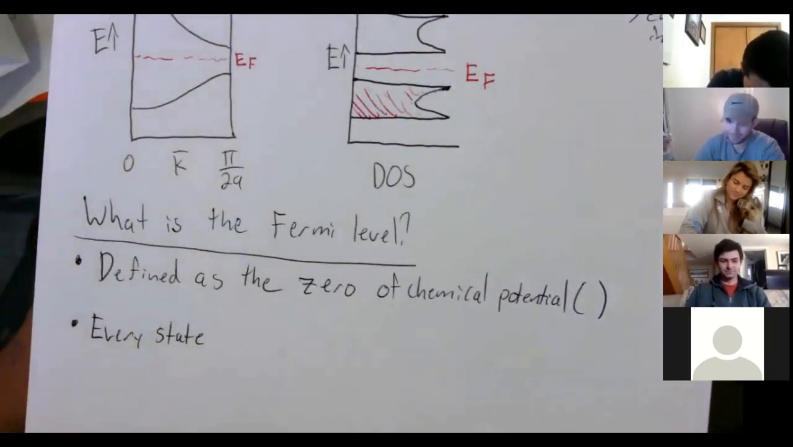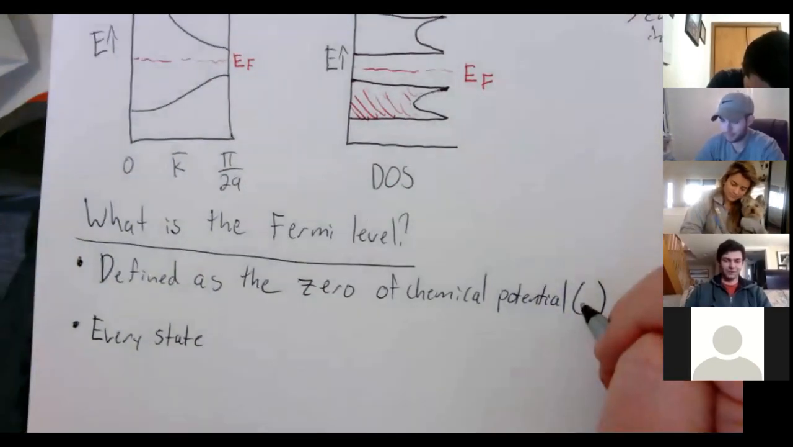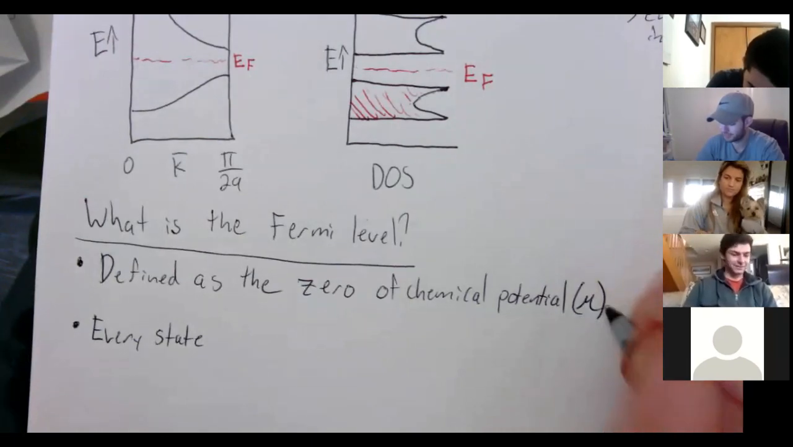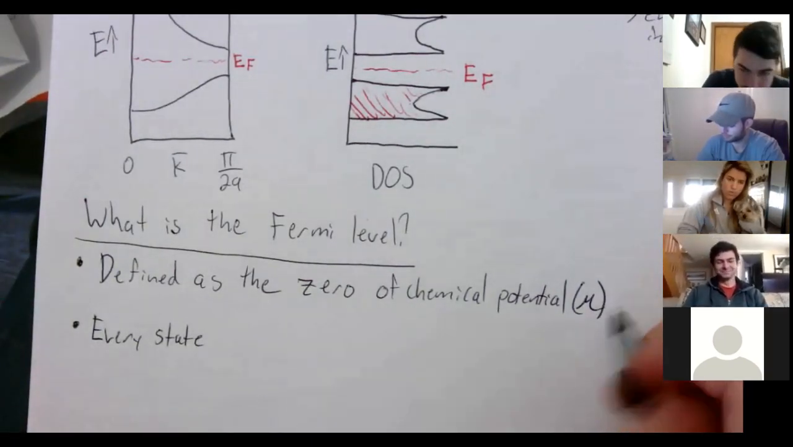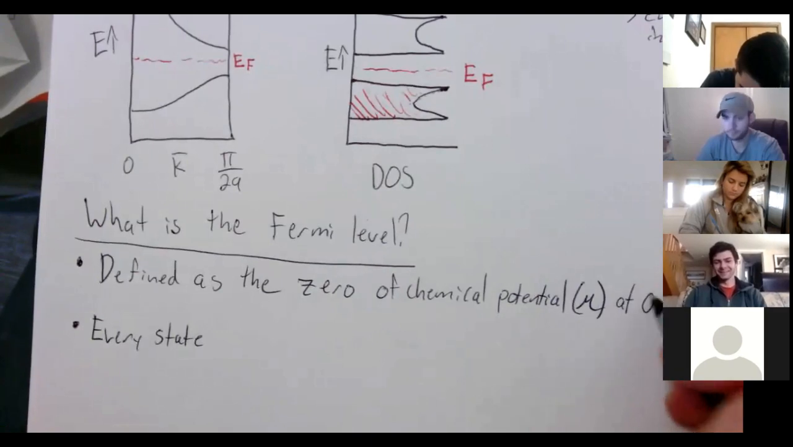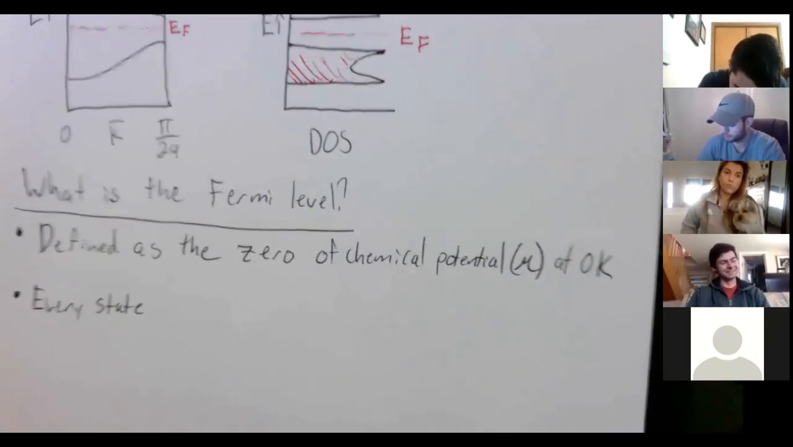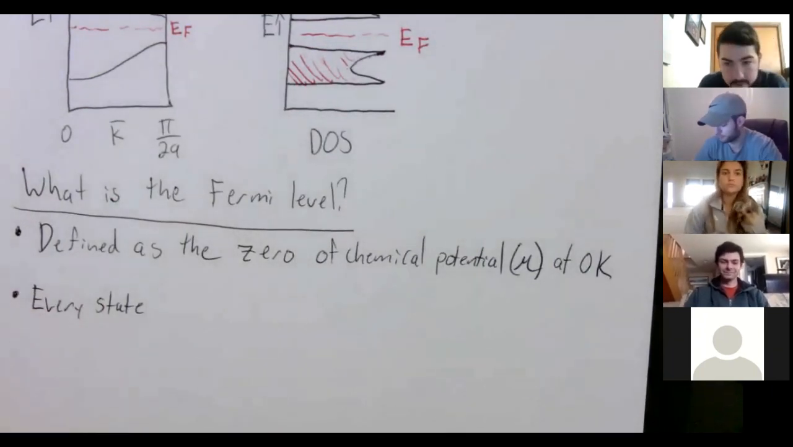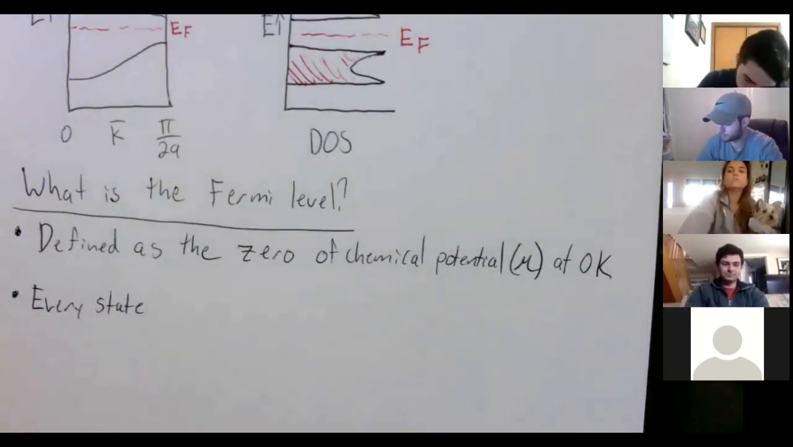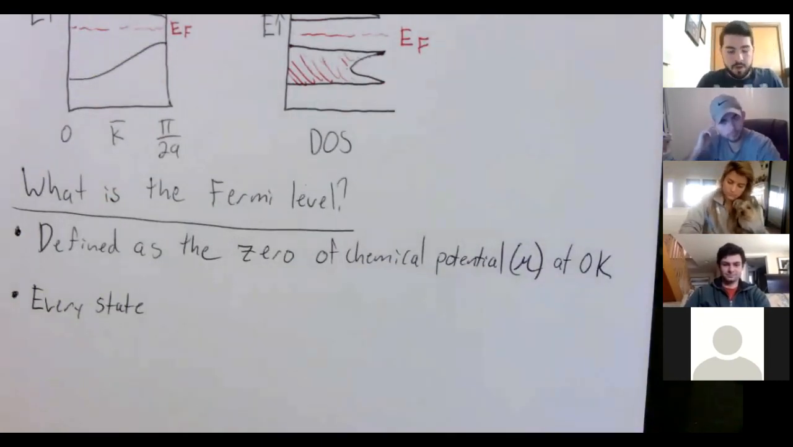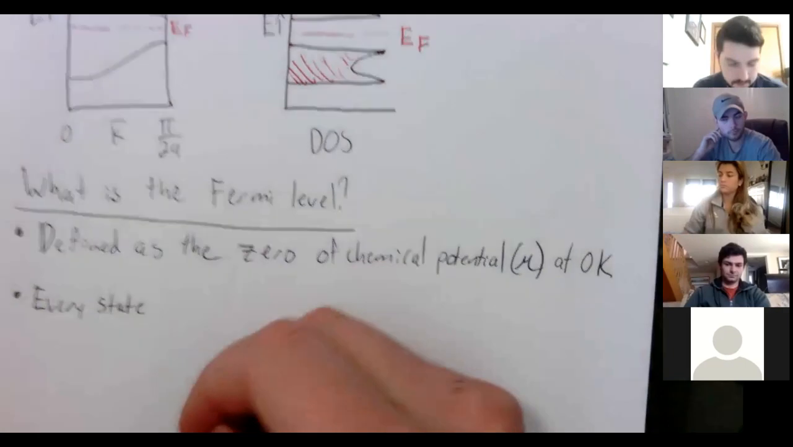Hey, what was the symbol for chemical potential back in PChem 1? Oh, I know that one. All right, yeah, go for it. Yeah, that's mu. Exactly. So it's the zero of chemical potential at 0K. Thermodynamically, it makes sense. Intuitively, no one would probably guess that. Or what you did say, where every state below it, electrons are free to move about. They're all populated there. Above it, it's unoccupied.